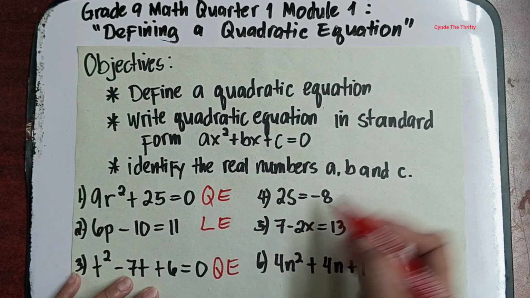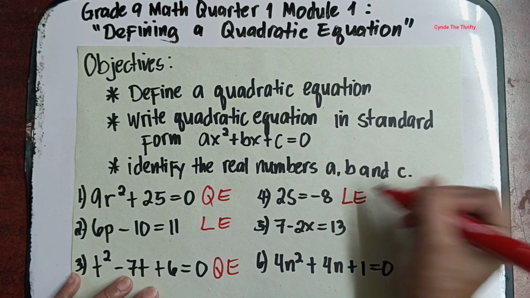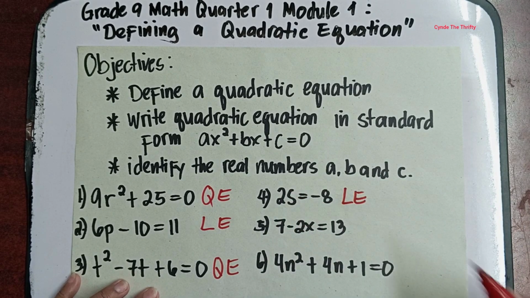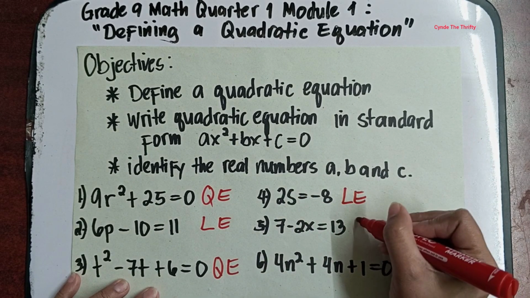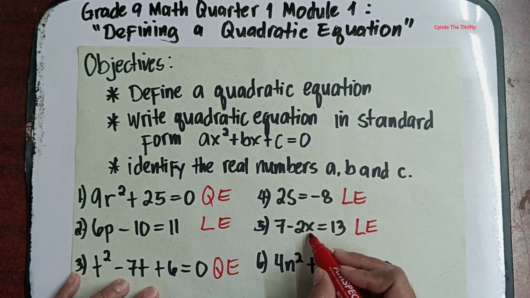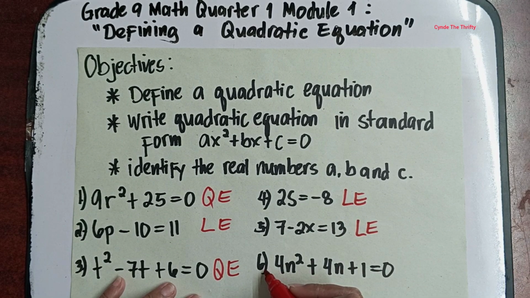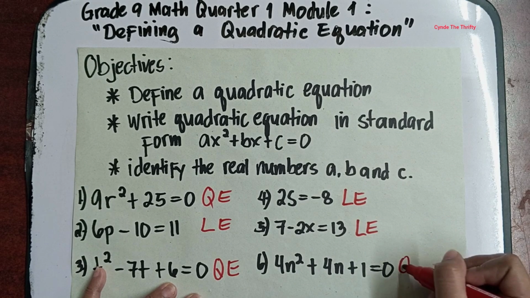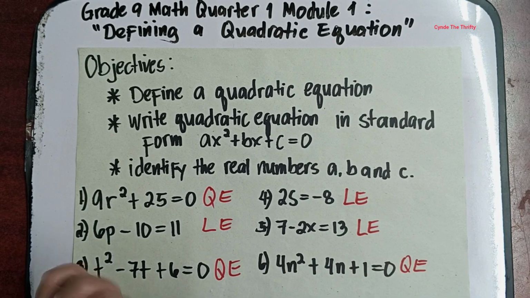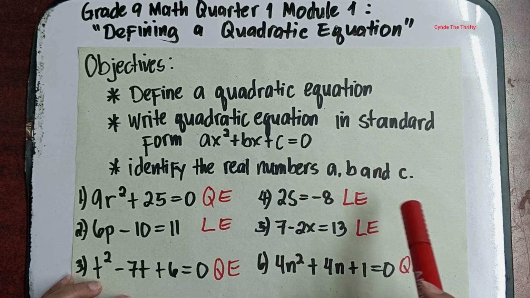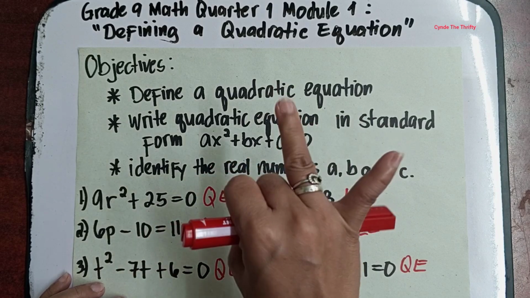Number 4, linear equation kasi 1 lang ang kanyang exponent. Number 5, linear equation din kasi 1 lang ang exponent ni x. At number 6 is quadratic kasi 4n squared plus 4n plus 1 is equal to 0. Okay? So, quadratic equation. Lahat ng quadratic equation natin, napansin nyo, is naka-standard form siya. So, madali na lang na i-identify natin ang value ng A, ng B, at ng C.